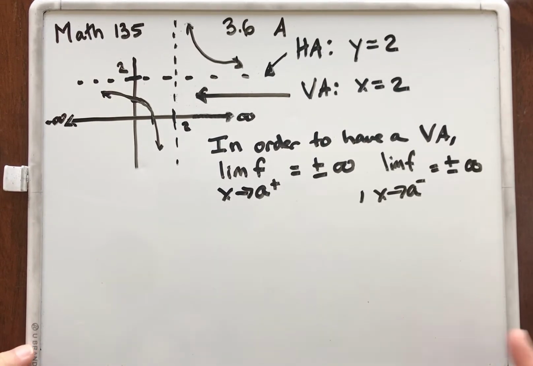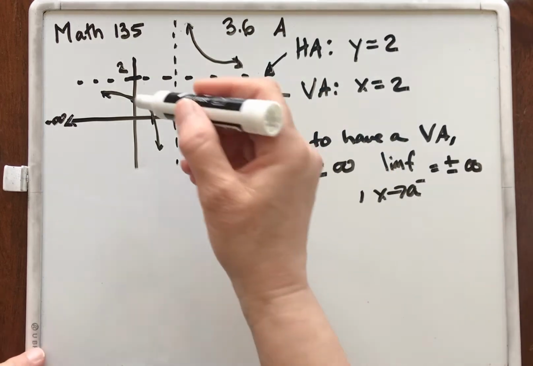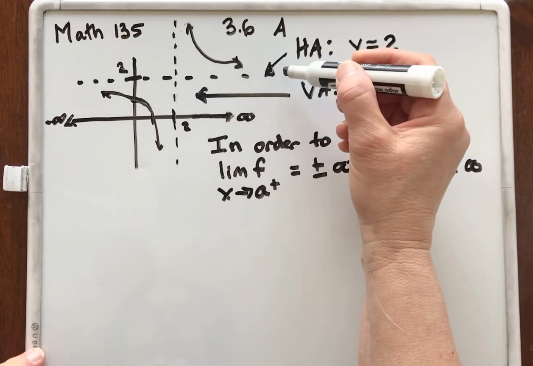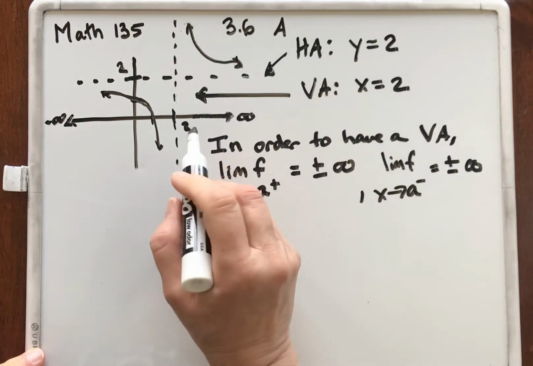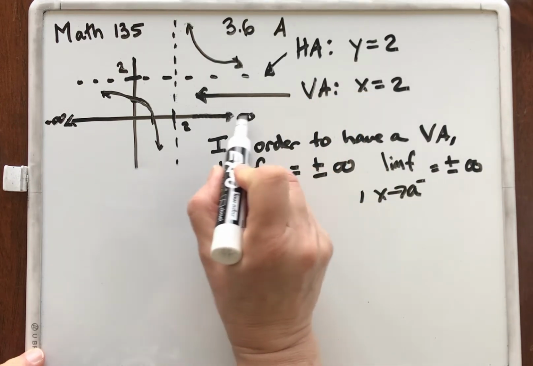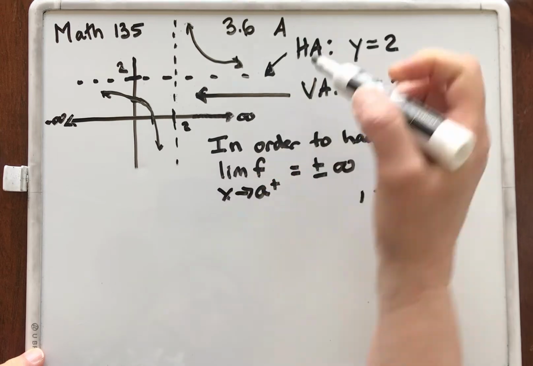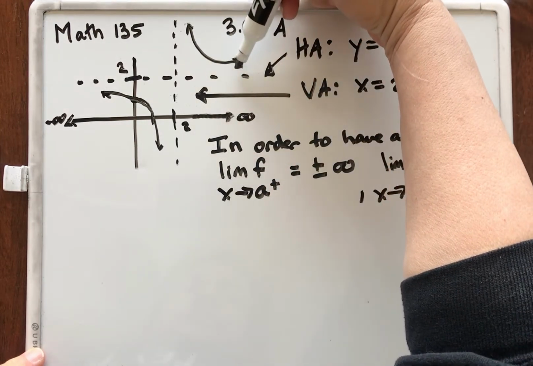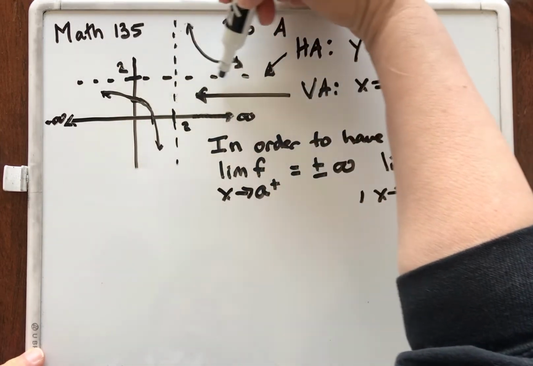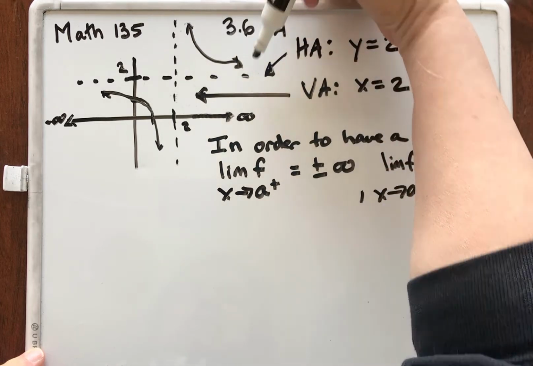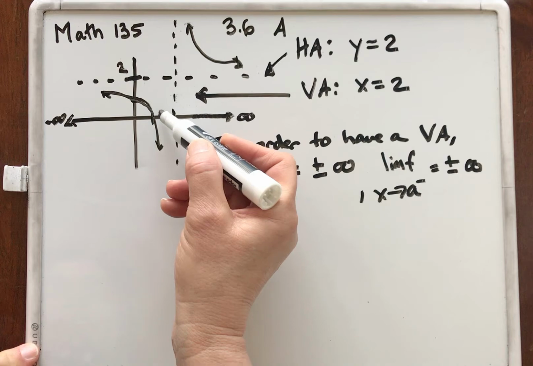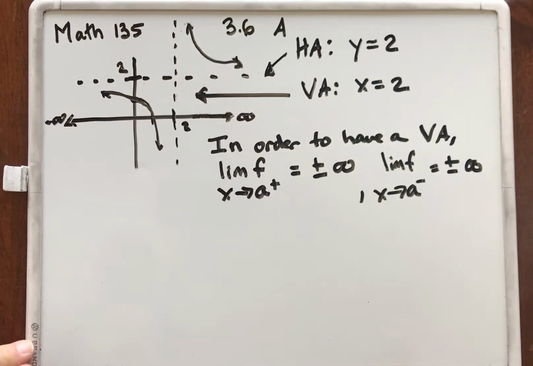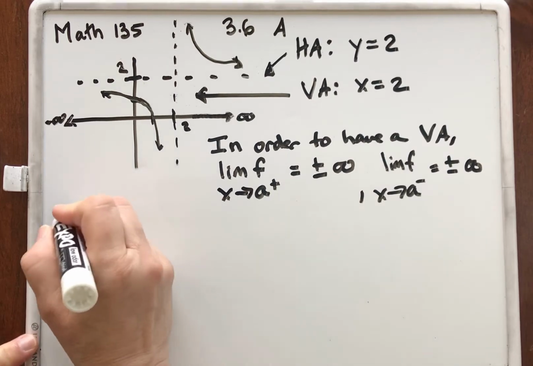Okay, now let's look at the horizontal asymptote. Here's the horizontal asymptote. Now what we do there is we say as x approaches infinity. So as x approaches infinity, as x gets bigger and bigger, f of x is approaching right here, 2, y equals 2. Okay? Now as x approaches negative infinity, f of x is also approaching 2. So let's write that in terms of limits.